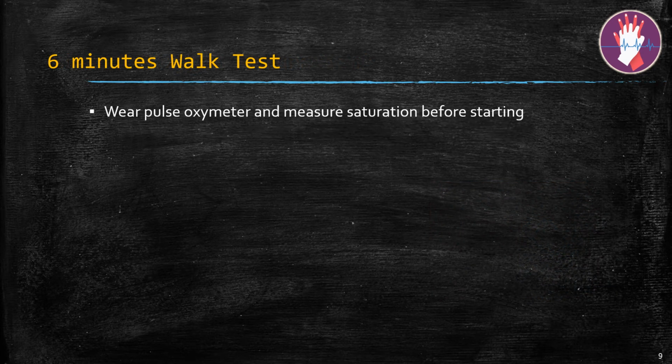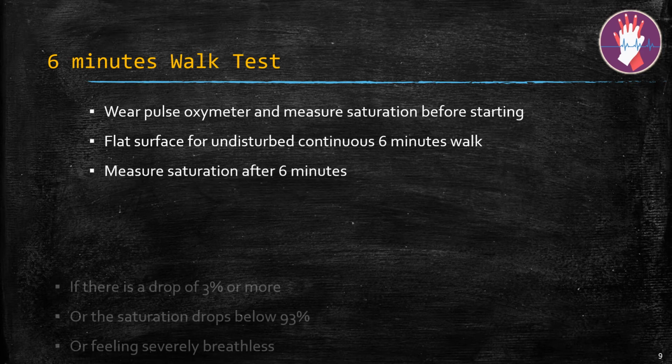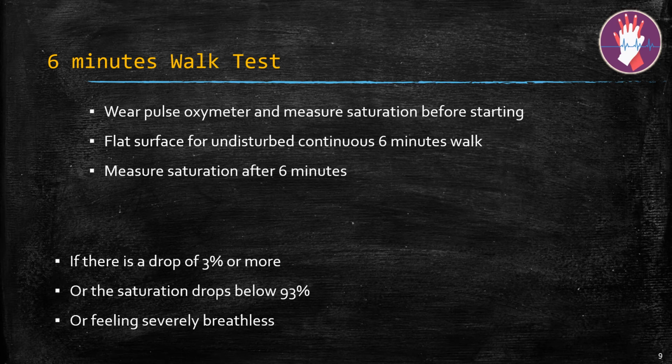So just going back through the 6 minutes walk test again: wear the pulse oximeter, measure the saturation before starting, do a flat, undisturbed, continuous 6 minutes walk, and afterwards you measure it again. The danger signs are a drop of 3 percentage points or more, or your oxygen saturation is 93 or below, or you feel severely breathless. You can't even complete the 6 minutes, or you've somehow managed to complete the 6 minutes at your normal pace and you're so short of breath you can't catch a breath because your lungs are not working well. So even if your saturation is 96, for example, you haven't dropped 3 percentage points, but you feel that you're very short of breath, that also means that your lungs are not working very well.